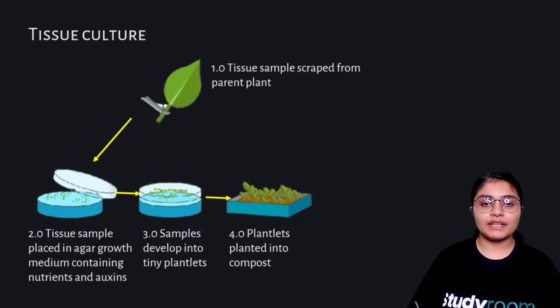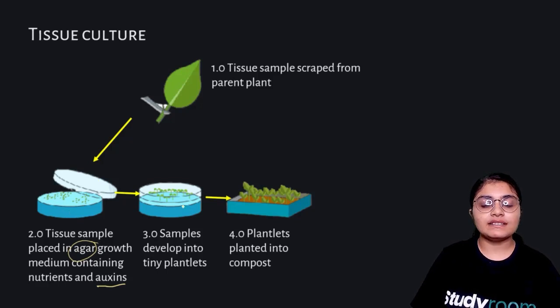Let's understand this method of tissue culture with the help of this diagram. So in the first place, we will be taking a tissue sample from the parent plant. Okay, we will be scraping a sample from the parent plant, and then we will be putting that tissue sample into an agar growth medium containing nutrients and auxins. So auxins are hormones that are helpful in plant growth and development, and the medium that we are taking is agar medium. Okay, so agar is a very important medium which has nutrients, and this helps in growth of the tissue that is placed in this medium.